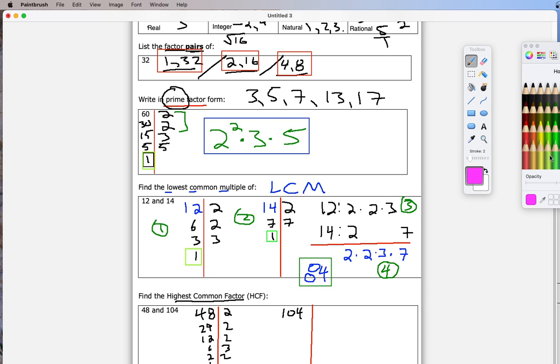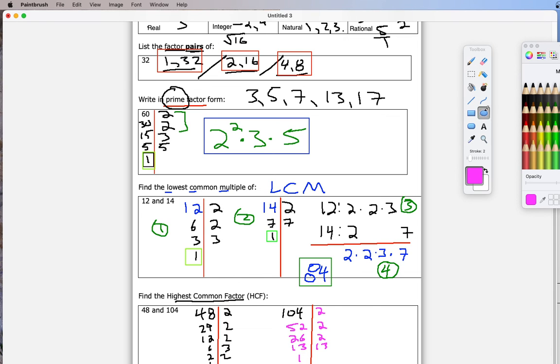And then I'll do 104. So divide by 2, I get 52. If I divide by 2 again, you should get 26. If I divide by 2 again, I get 13. And then 13 is a prime number, so I have to divide by 13, and I get 1. All right? So I got 1, 1, they're both the same.